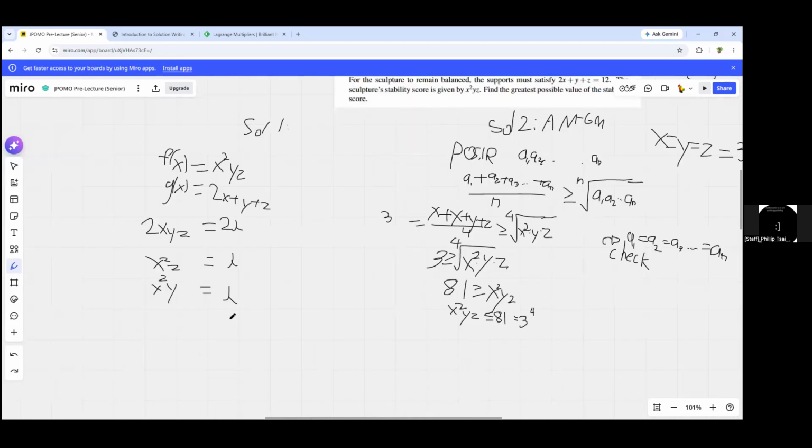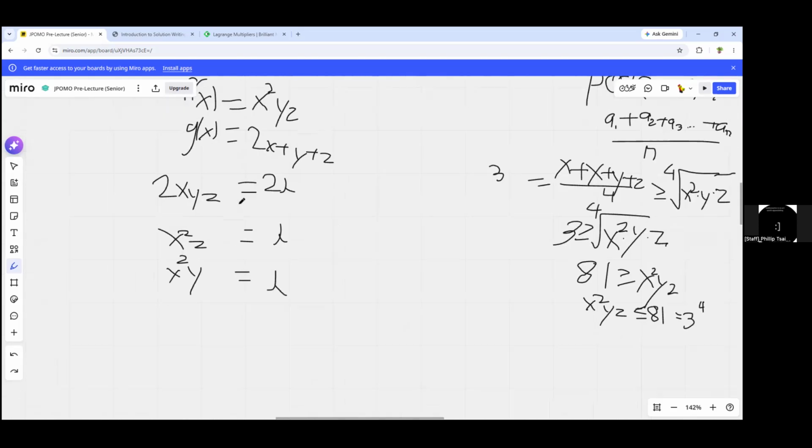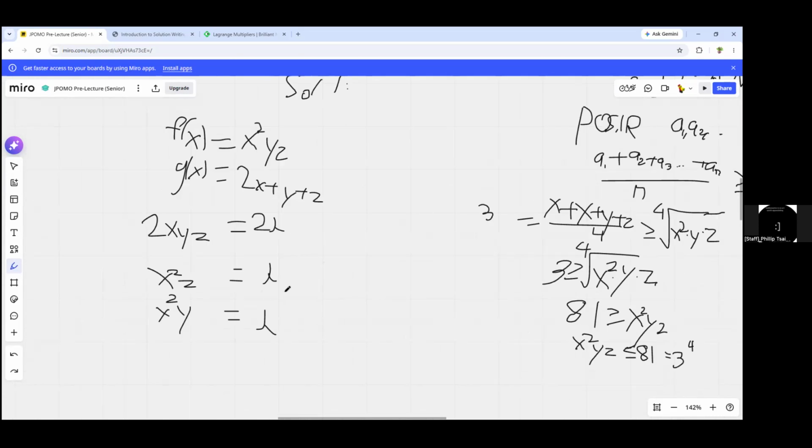But either way, first we must solve the system of equations, and then after solving the system of equations, we must verify if it is a maximum or a minimum. If it is our maximum, then we're done. So in this case, solve the system of equations.